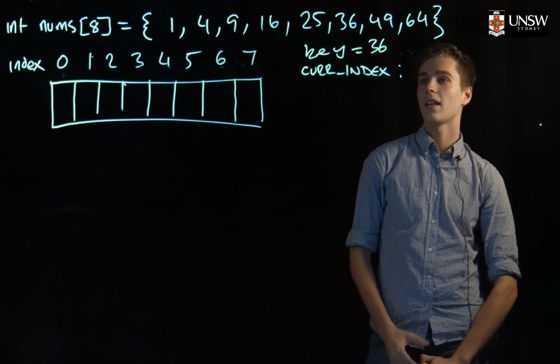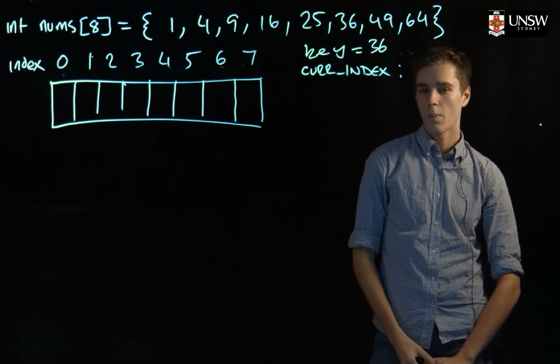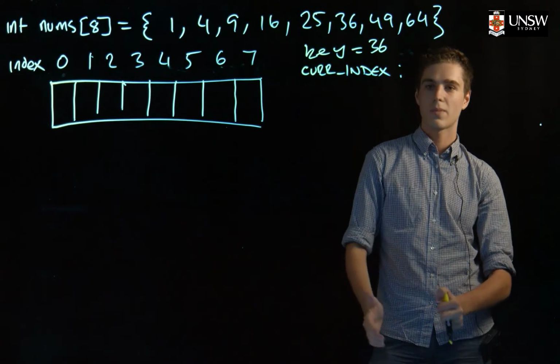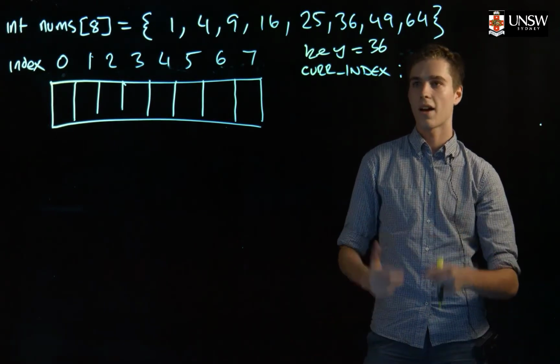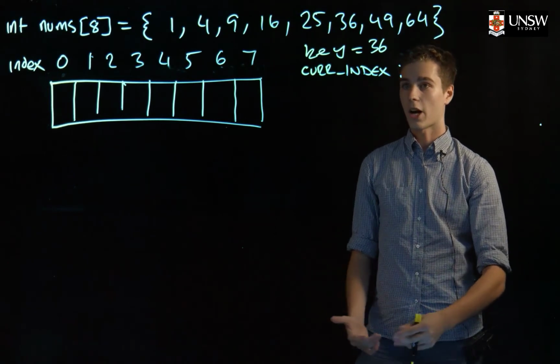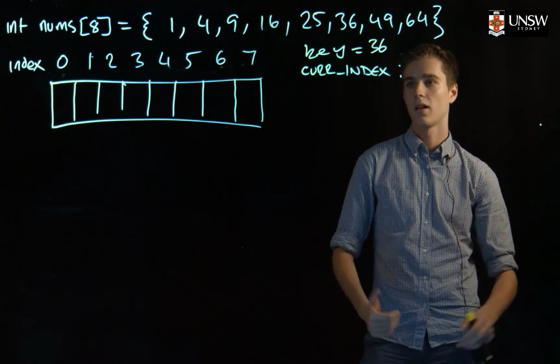It's easy for us to see that 36 is obviously in the array, but this is a trivial example and we can expand this to 1 million numbers or 2 million numbers where you wouldn't be able to quickly look that up. However, this search algorithm will work for any size array.